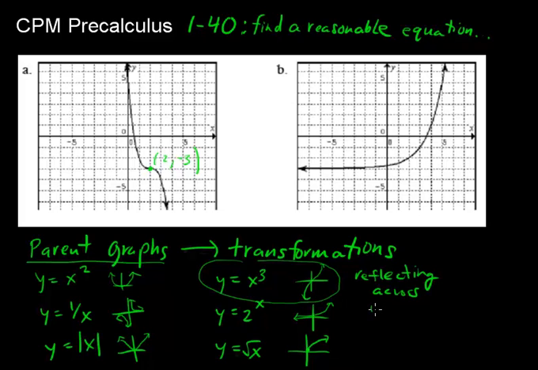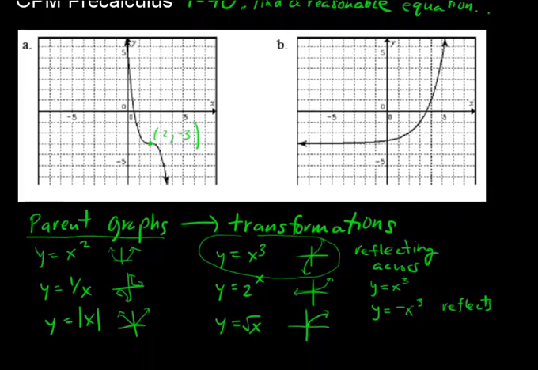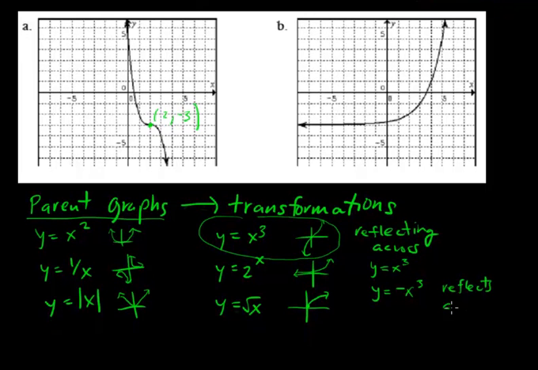So if we start with y equals x cubed, and we want to flip it across the x-axis or the y-axis, we basically make it negative x cubed. Negative x cubed is going to flip it across the x-axis. So, reflect across the x-axis.